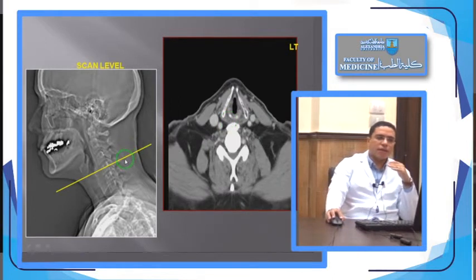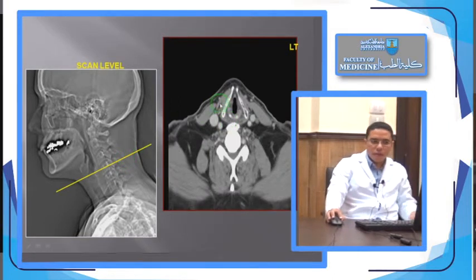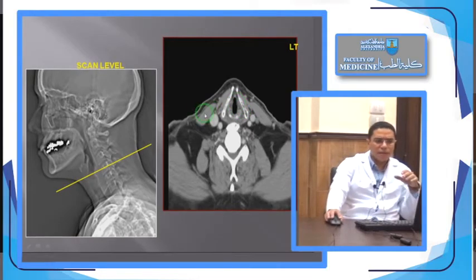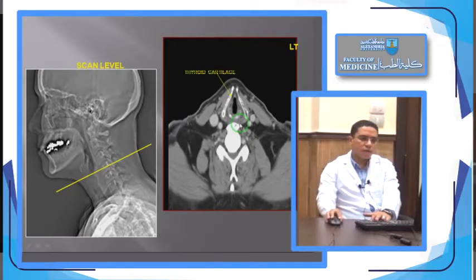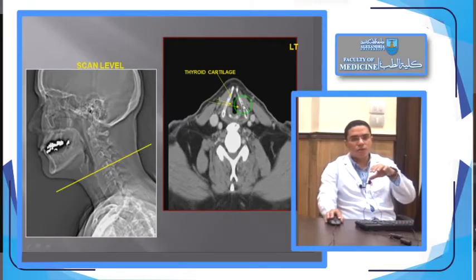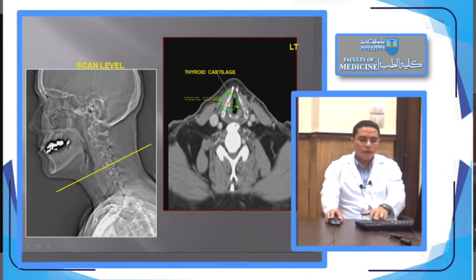At a lower level than the hyoid bone, we start to see a V-shaped notch here. This is the thyroid cartilage. So we are at the level of the thyroid cartilage or at the level of the larynx. And again, these are the sternomastoid muscles, and this is the internal jugular vein and common carotid arteries. Inside the thyroid cartilage, we can see the vocal cords.